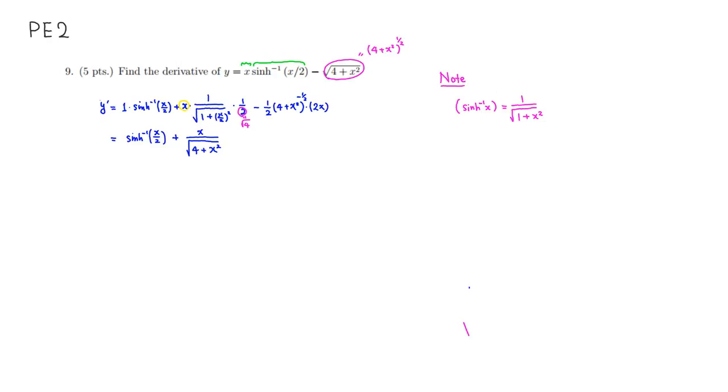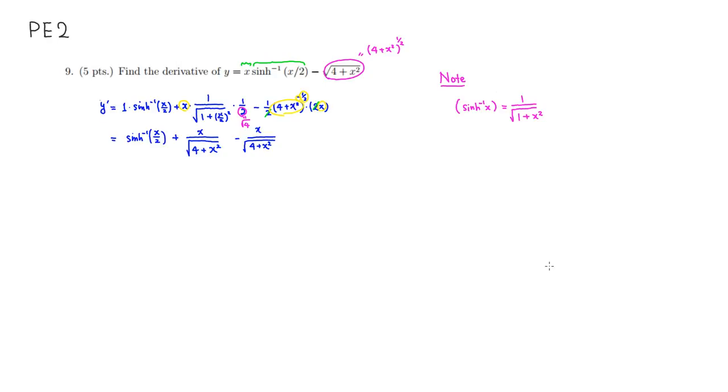And for the last term, we can cancel the 2 on the bottom and the 2 on top. So we have x there, and we put it on top. So it's going to be minus x over. Then we have a negative power, which means that 4 plus x squared lives downstairs. And since you have a 1/2 power, that corresponds to a square root. So that's the last term.